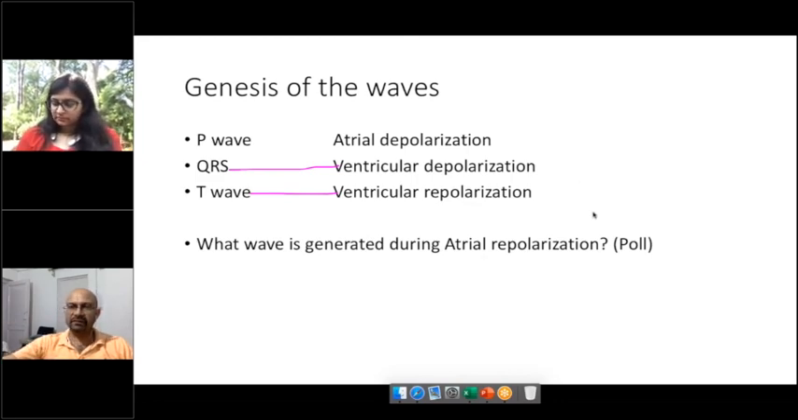Manav, you were asking something. Why don't you go ahead and ask now? Sir, I just wanted to ask if you could briefly explain about the three vectors causing the QRS complex. I mean, just the direction.